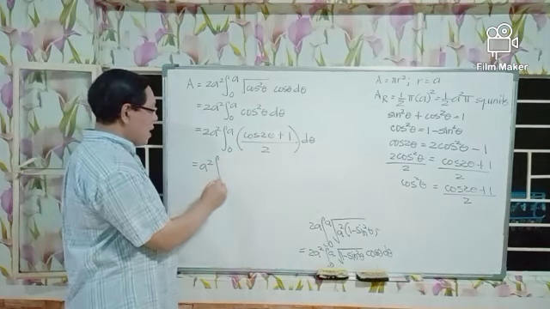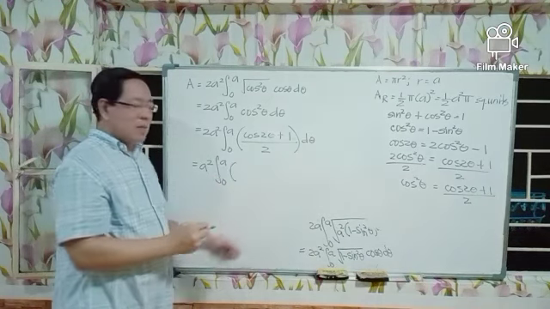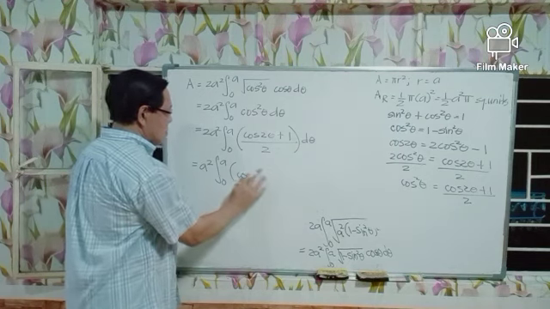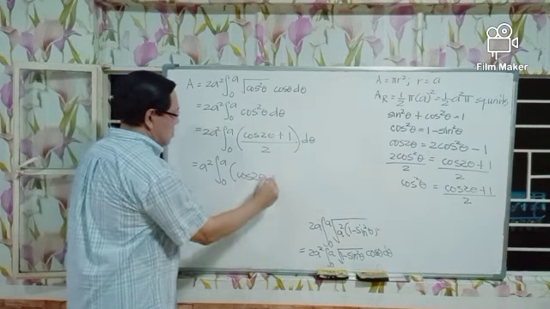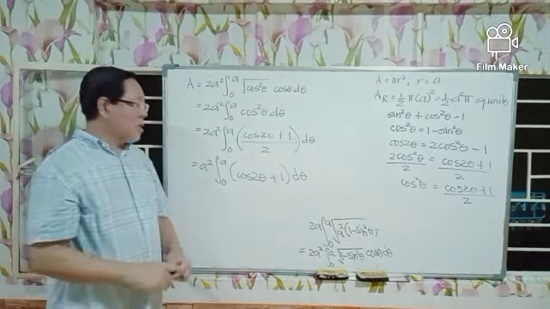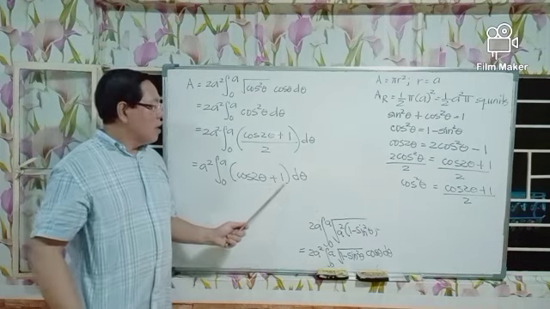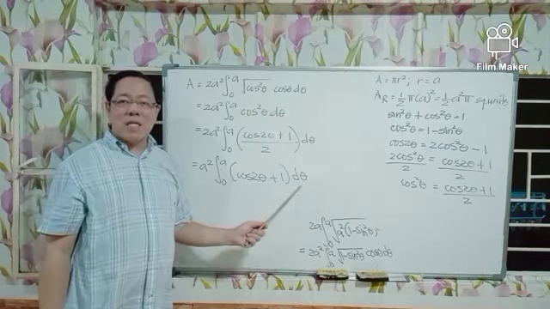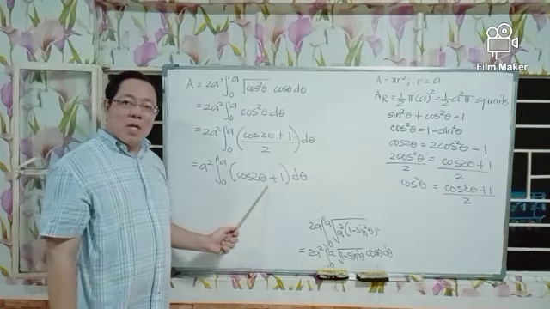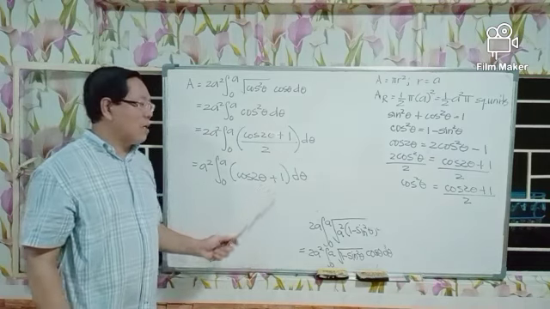Integral from 0 to a of cosine 2 theta plus 1. The second term in this sum, 1, the constant 1 is readily integrable. The integral of 1 with respect to d theta is theta. But for the integral of cosine 2 theta, we make use of another substitution. We let u equals 2 theta.